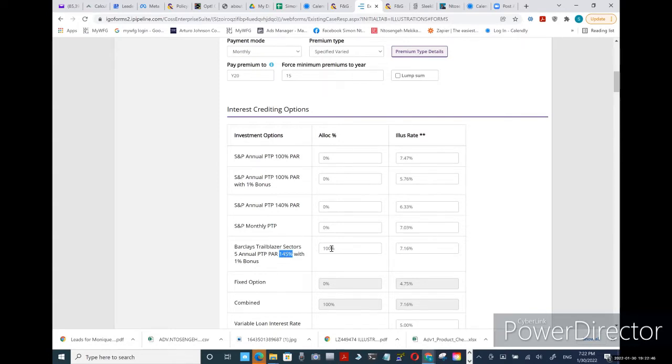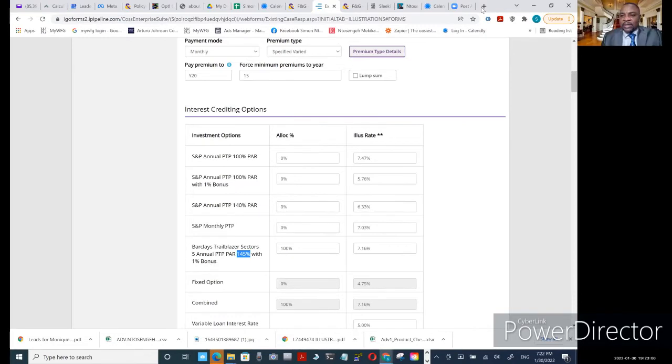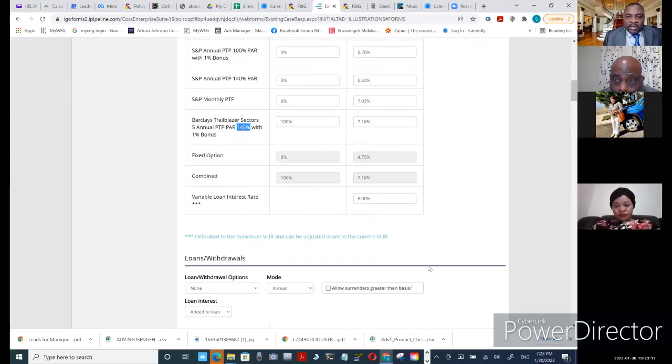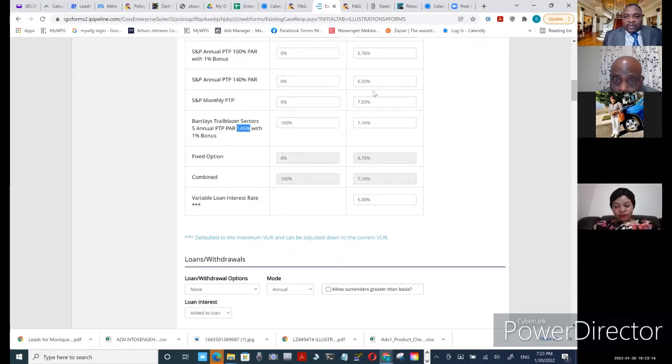So that's why I'm going for that. You see, Barclays Trailblazer annual point to point Sector 5, with that 145% participation rate, is actually an open index that doesn't have a cap on it. So it has no cap. And this is the first time I'm seeing an uncapped index that is linked to an IUL. That explains why I'm so passionate about the F&G product. This literally means that you can make more money than somebody that is trading in the open market.